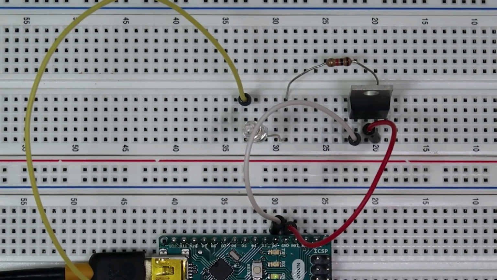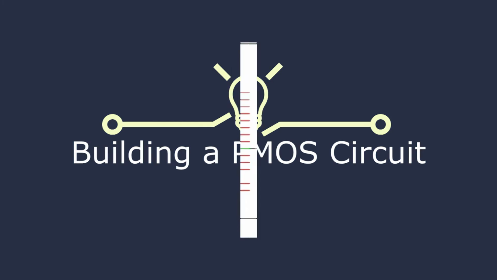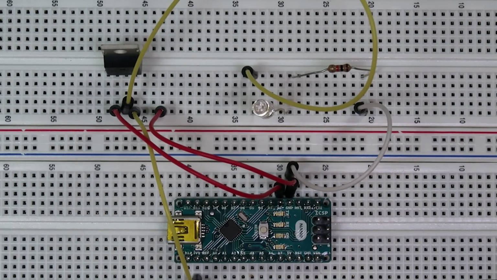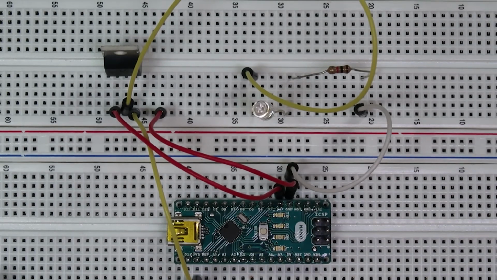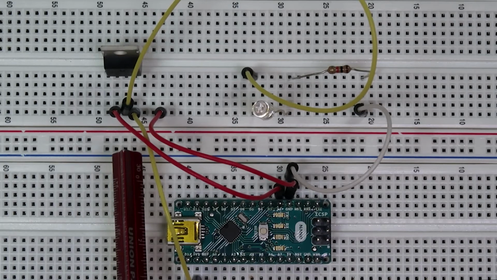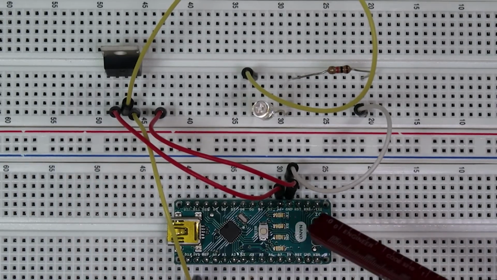Now let's go over how to use the PMOS transistor. This is the schematic for the circuit using the PMOS transistor. The PMOS device has the exact same pin layout as for the NMOS device. That is, the pin on the far left is the gate, middle is the drain, and the far right is the source. We connected the gate to D2.